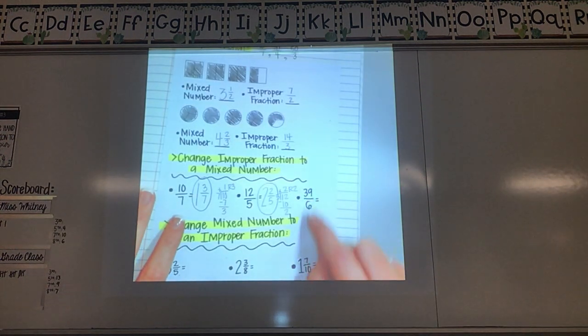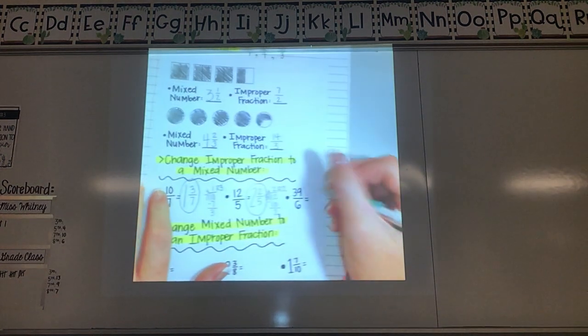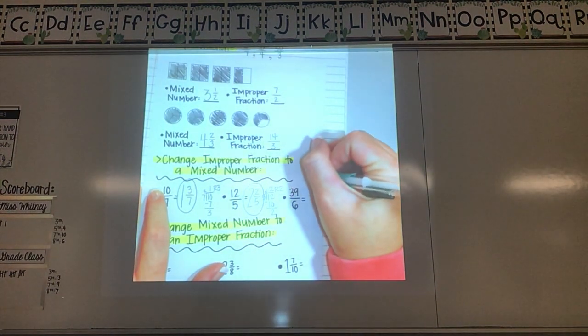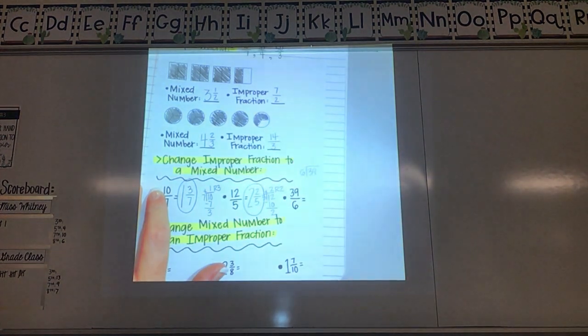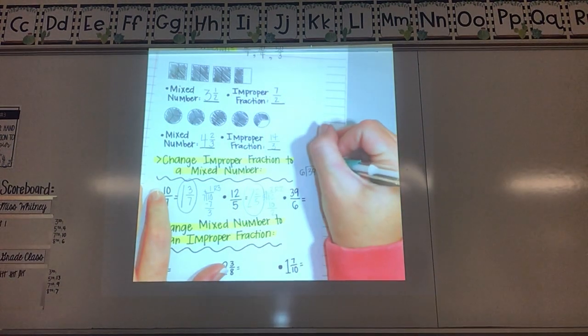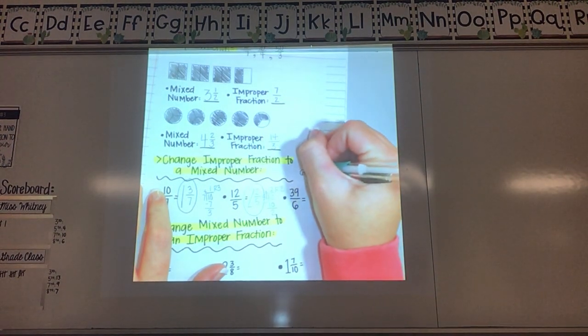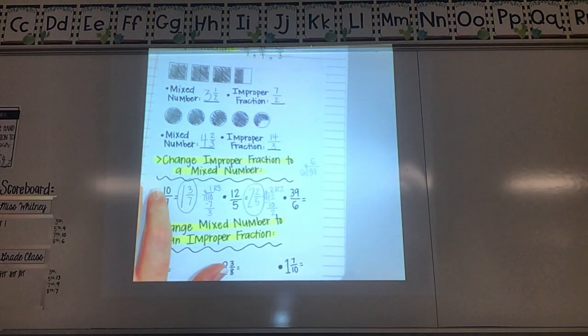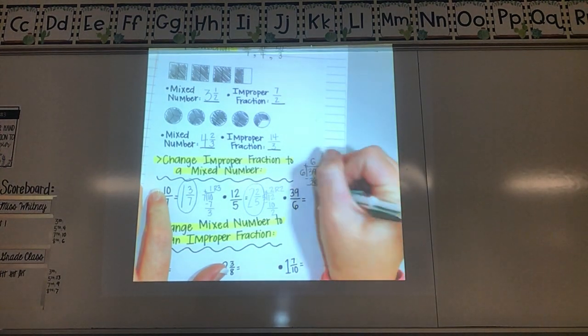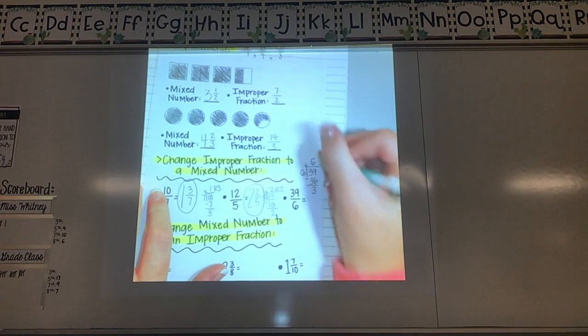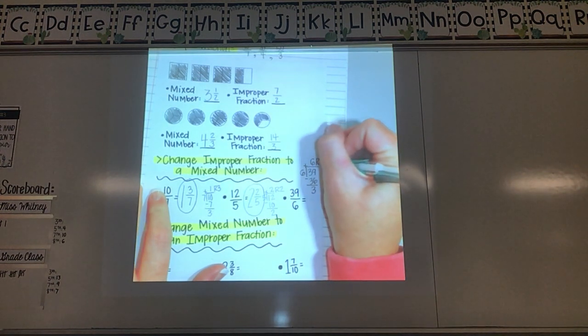Let's try one more example here. They gave us 39/6. So to fix it, making it a mixed number, we're going to divide 39 divided by 6. How many 6s will go into 39? 6 of them. Multiply that. 6 times 6 is 36. Subtract, and I get 3. I don't have anything to bring down, so that's a remainder.